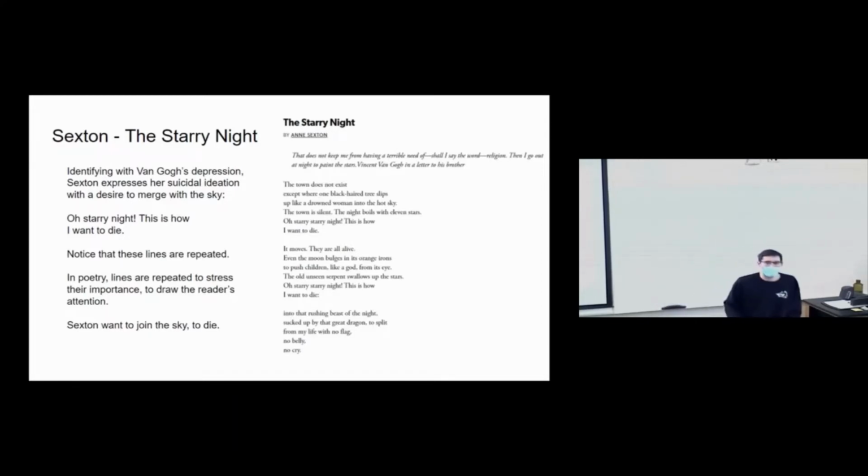And of course, what is her emotional thesis in this poem? Her point is that she wants to join the sky. She wants to die.